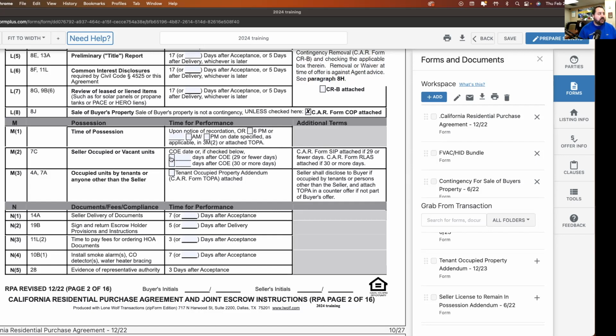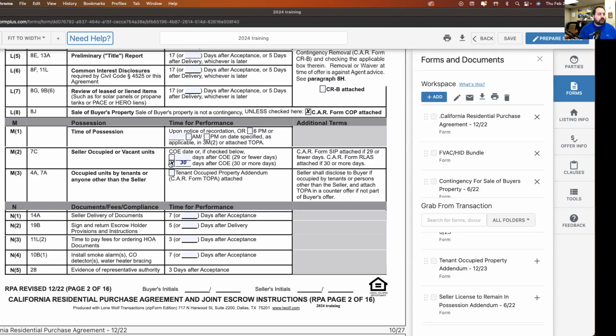So, for example, if the seller is going to remain in possession for anything more than 1 day, right? It could be 1 day after close of escrow. I need to incorporate the SIP. So anything from 1 to 29, I'm going to include this form, the SIP. Okay? And we could look at that in a moment. If it is 30 plus, 30 or more days, I'm going to include the RLAS, which is the residential lease after sale.